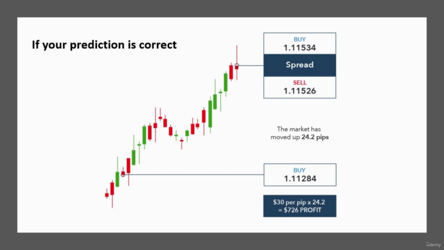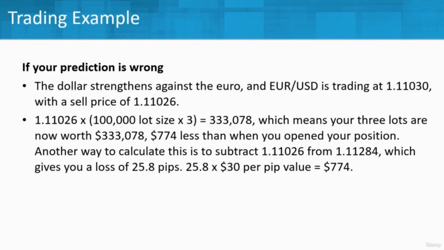All right, so let's say the prediction was wrong. Let's say it didn't go the way we expected, and the dollar strengthens against the euro. We thought the euro was going to do well against the dollar, but it went the opposite way. So it's trading at a different buy and sell price now, a lower one for us. We have our 3 lots, and now our lot units are worth $333,078, or $774 less than what we opened the position at.